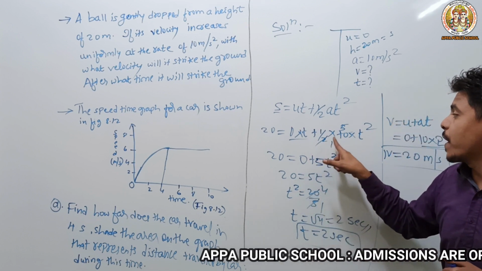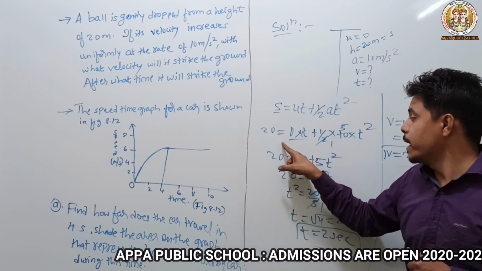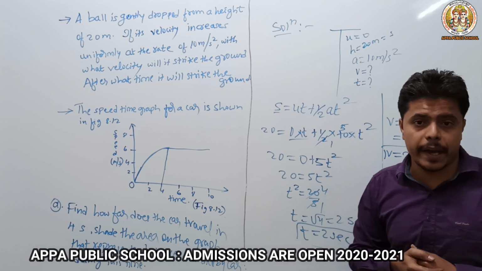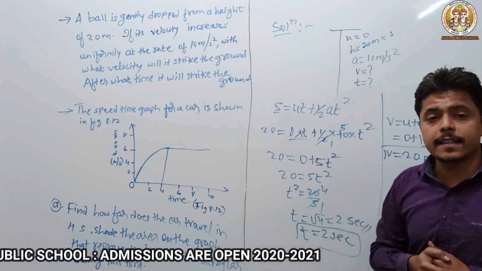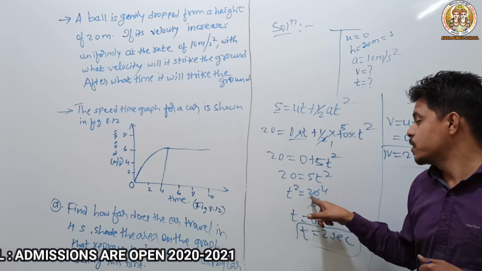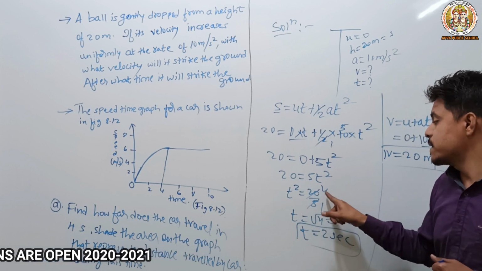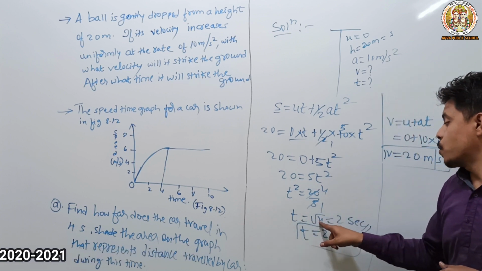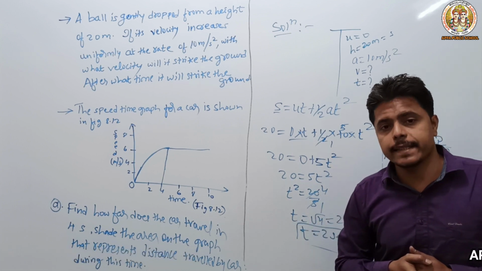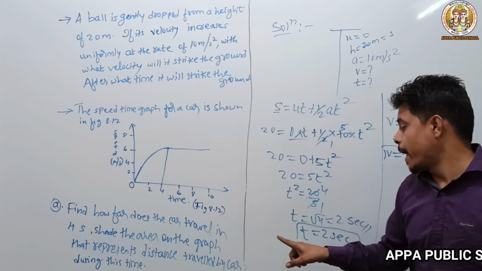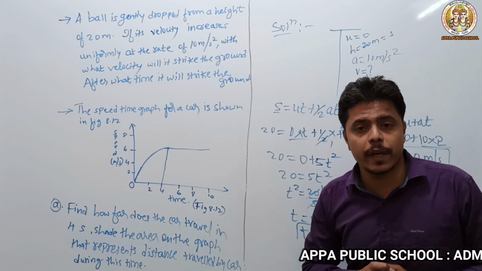So 2 1s are 5s. 20 is equal to 0 plus 5t square. 20 is equal to 5t square. So t square is equal to 20 by 5. 5 ones are 5, 5 4s are 20. t is equal to square root of 4, which is 2 seconds, and we got the time as 2 seconds.